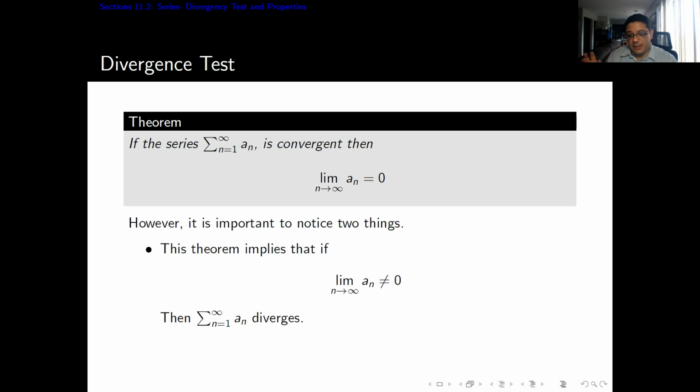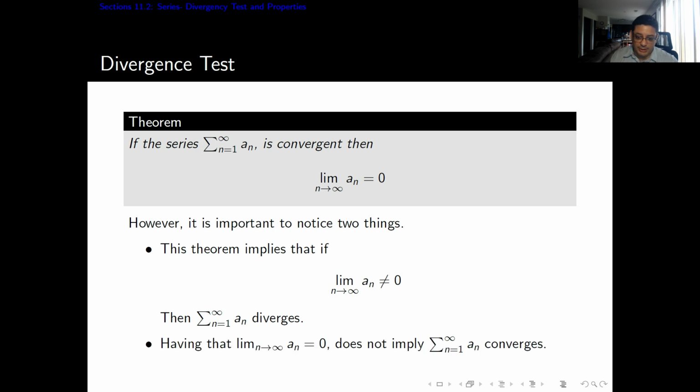Now, it is important to notice that this theorem implies that if the limit when n goes to infinity of an is different from 0, then the series diverges. And this is what we call the divergency test. If we can get a series and check that the limit of the sequence is different from 0, we know right away that that series is going to be divergent.